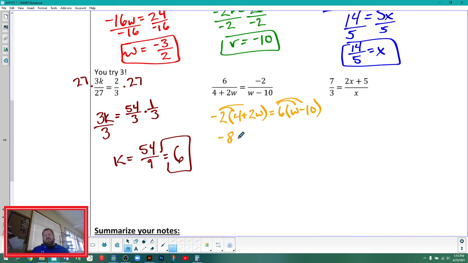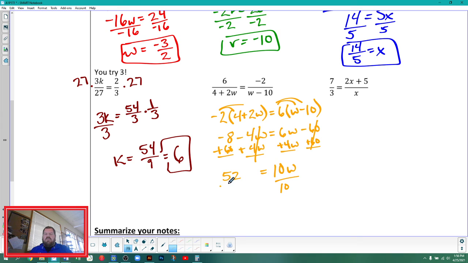And I will distribute on both sides. -8 minus 4w equals 6w minus 60. Getting a big number there. Hopefully that ends up working out. We'll add 4w to both sides. And we'll add 60 to both sides. Doesn't look like it's going to work out great, but it's not going to be the end of the world. -8 and positive 60 looks like 52. 4w's cancel. I get 10w there, and my 60's cancel.